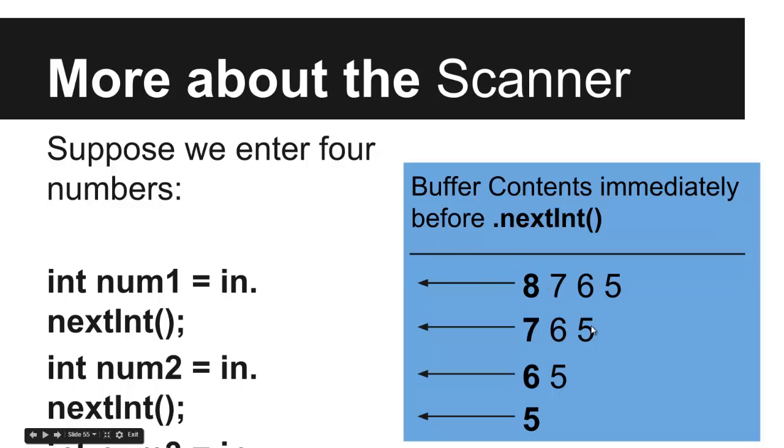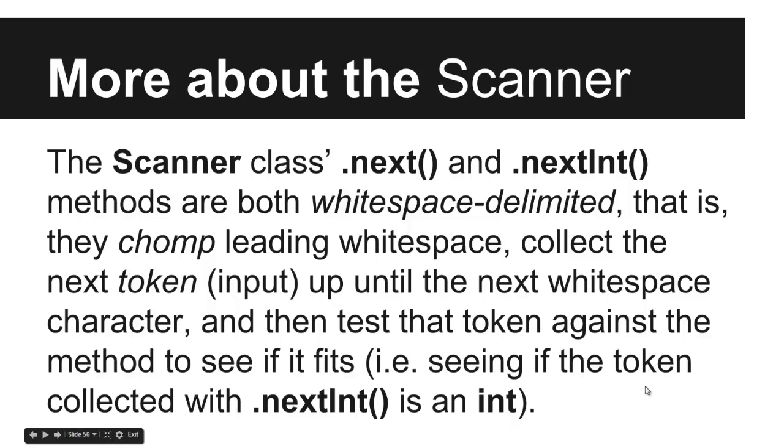So now we have a 765 in our buffer. We get the 7 using .nextInt, that gets stored as num2. Then a 65, and then a 5, and then our buffer is empty. And if our buffer is empty, then what Java will do is it'll block the program. It'll wait until we input another token before proceeding.